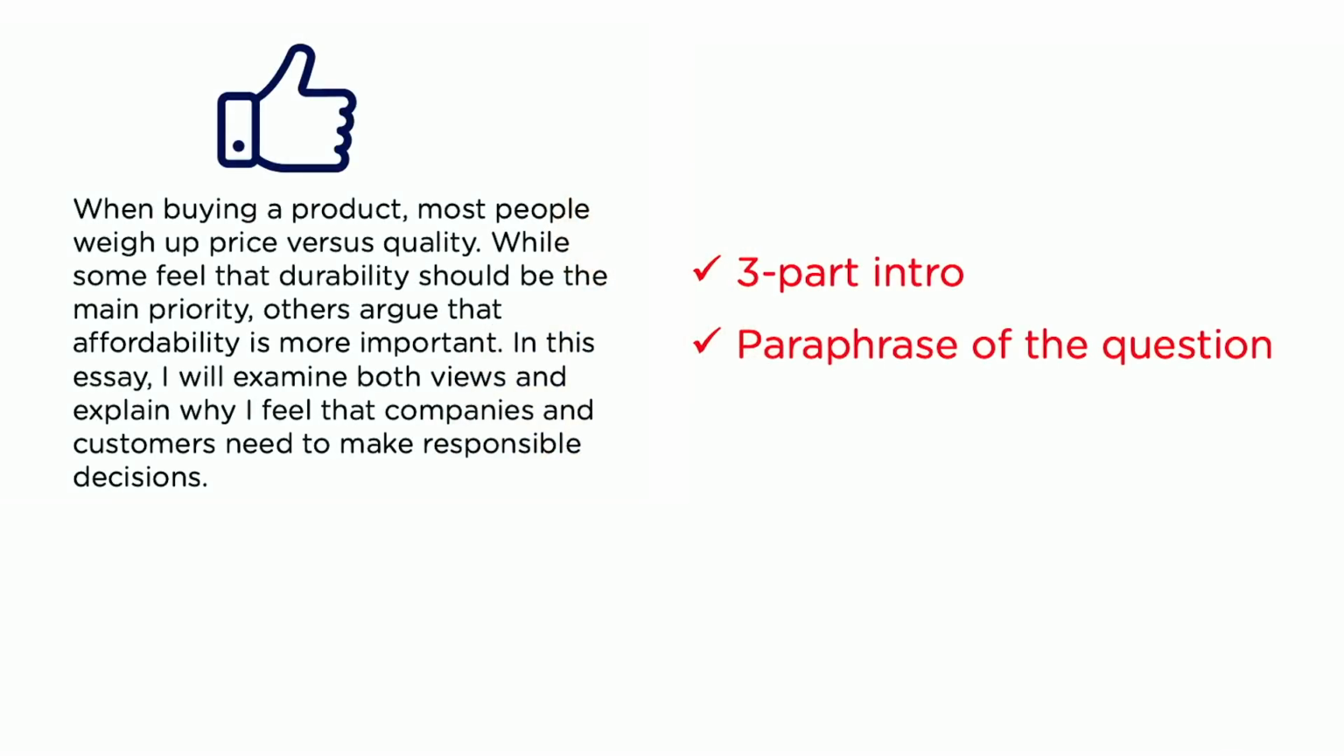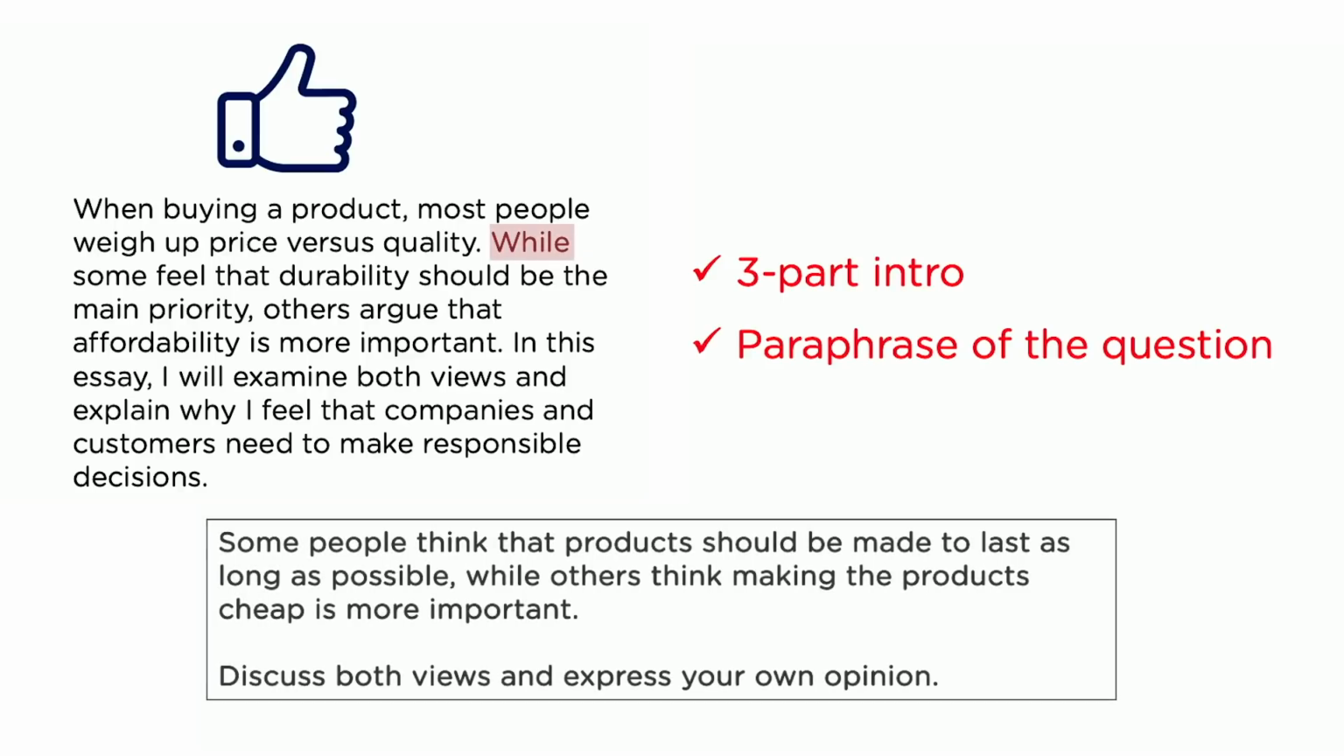Notice the paraphrase of the question, which starts here in the second sentence, and see how it's very different from the words in the question. Some people think that products should be made to last as long as possible. And in the intro, while some feel that durability should be the main priority, the writer is saying the same thing, but not borrowing chunks of language from the question.